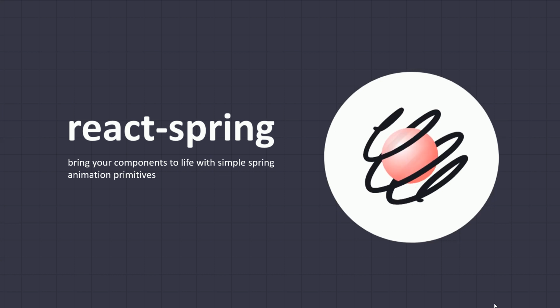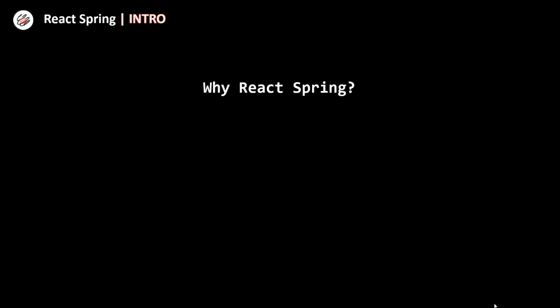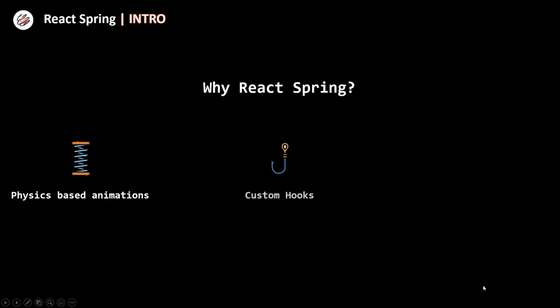So we're going to use React Spring as a library for the animations. Why do we need to use React Spring? Because it uses spring physics-based animation, which is really great, and it also uses custom hooks, which is another great thing about React Spring. We're going to be using the useSpring and useTransition hooks, or custom hooks, for this project. There are 3 other custom hooks, but we're going to stick with these because they are really enough to do animations.